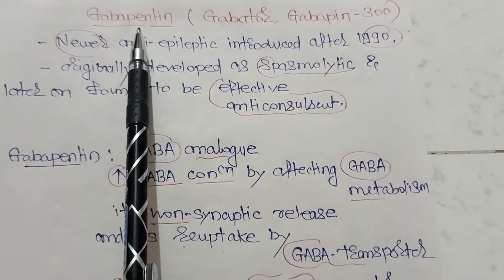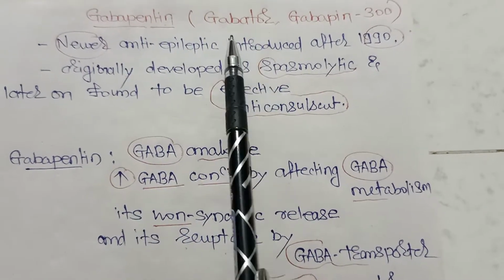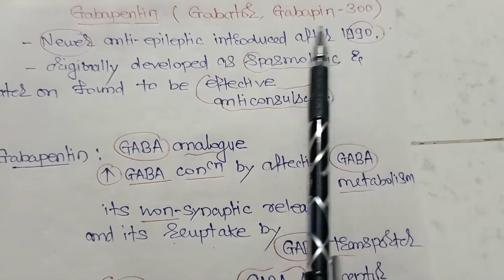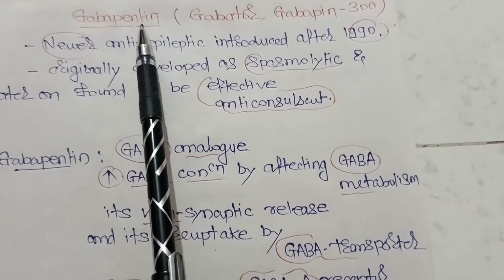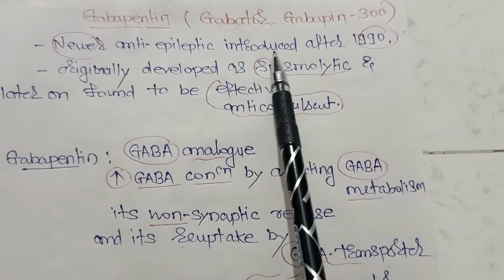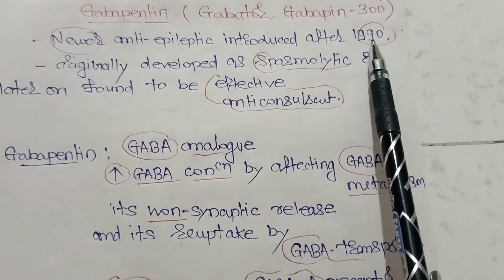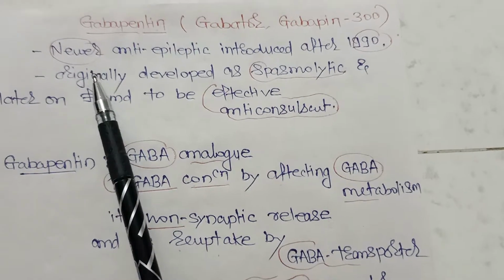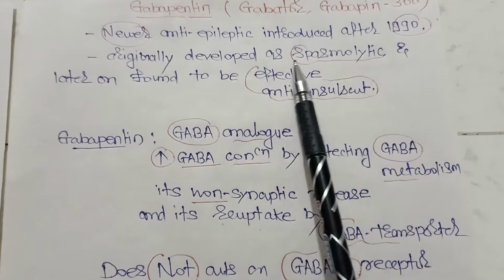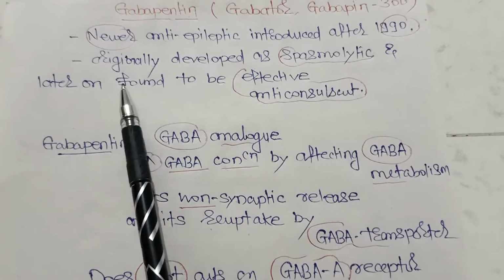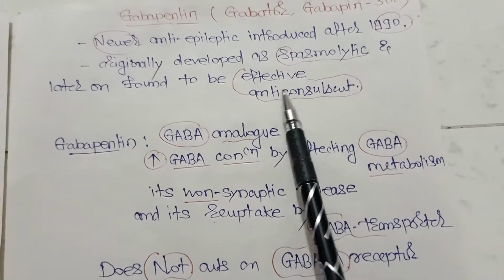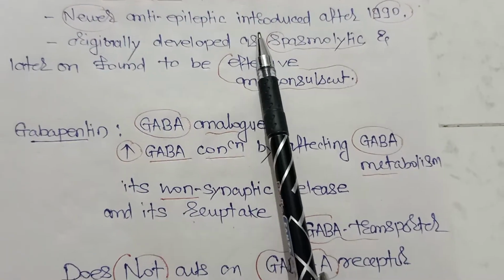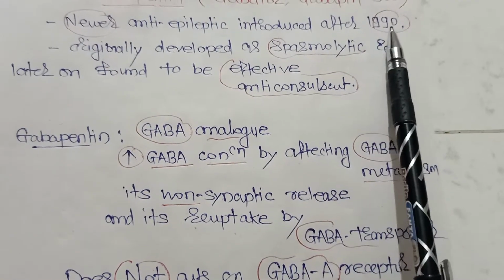Today we'll discuss the drug Gabapentin, which comes under brand names like Gabator or Gabapin, 300 milligram. Gabapentin is a newer antiepileptic, introduced after the 1990s. Originally it was developed as a spasmolytic and later on found to be effective as an anticonvulsant.